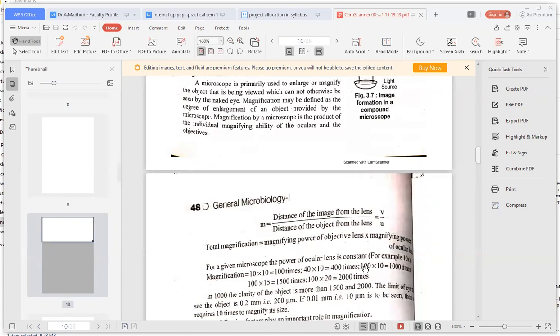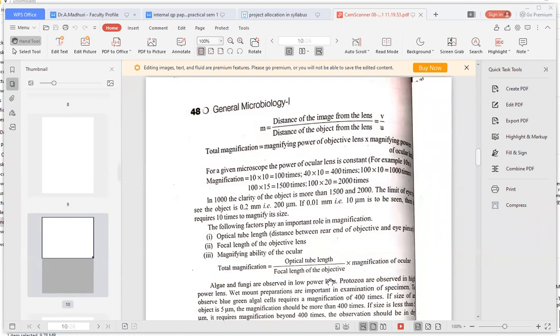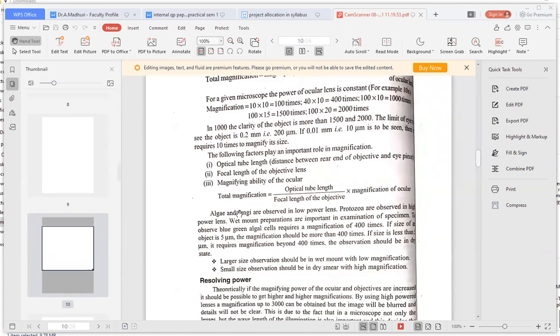Similarly, if you are taking a 100x objective and 10x eyepiece, then the magnification is 1000 times. That is why here if you are taking 100x and 15x eyepiece, the maximum is 1500 times. So the maximum we consider is 1500x. Mostly 20x is not seen in eyepieces. Right. So this is the formula for magnification. Total magnification is given by optical tube length by focal length of the objective into magnification of the ocular. This won't be asked frequently.